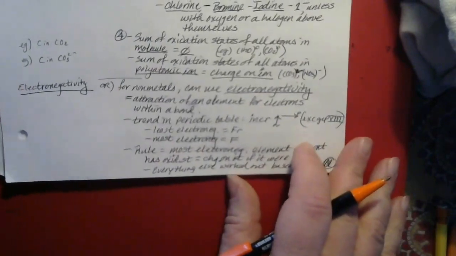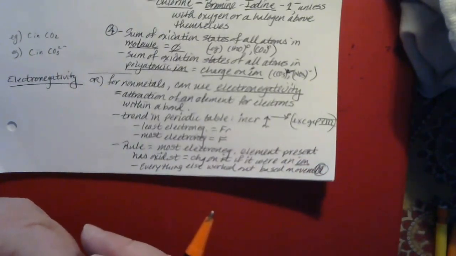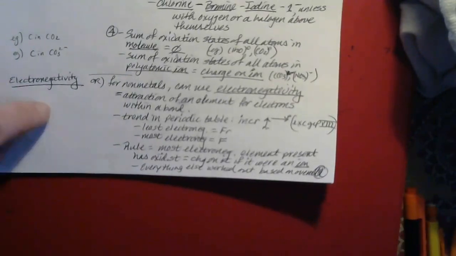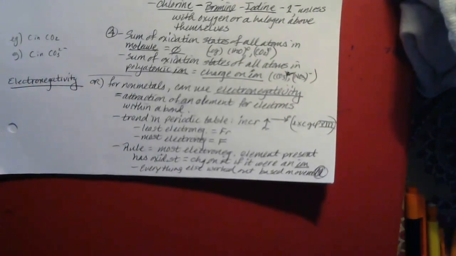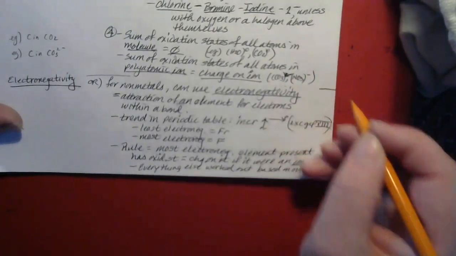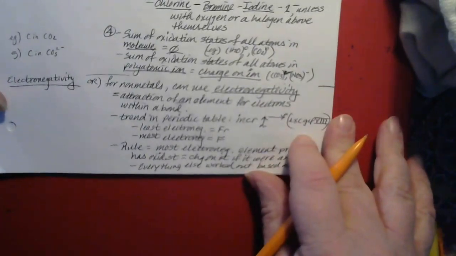I have some rules that are presented in other books, and I'm not sure why this book doesn't mention them, that may actually make it easier for you to figure out what's going on and to figure out the charges on nonmetals that are involved in compounds. But we've run out of time for this segment, so I'm going to have to let that wait until next time. So next time we will pick up with electronegativity, and what I think anyway is an easier way for determining oxidation states among nonmetals in compounds.